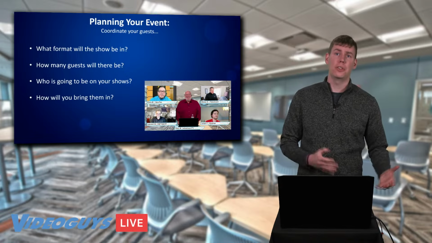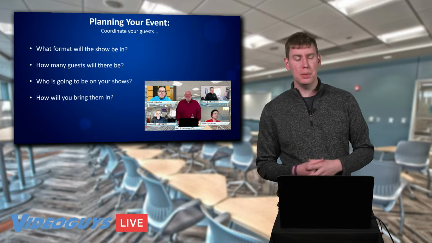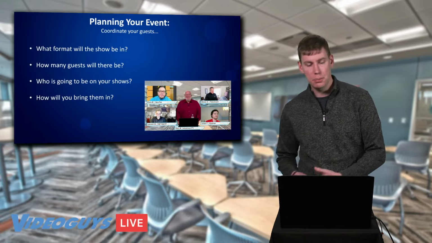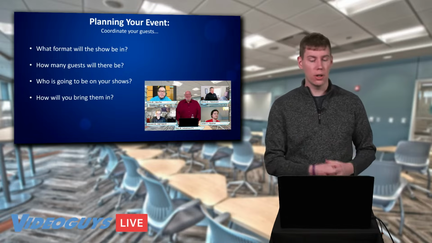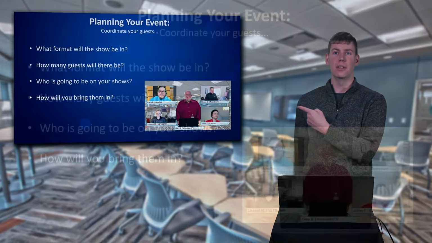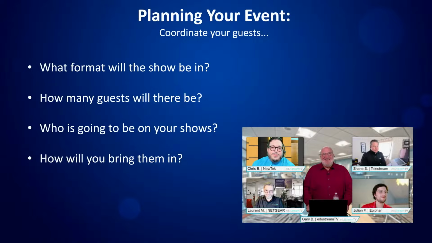Now, like I said, that was our challenge, bring in multiple guests, but then we needed to decide what our format would be, how many guests there would be, who's going to be on the show, and how we would bring them in. As you can see in our little diagram here, we decided to have 4 people on the screen with Gary in the center. There's different formats that you can do. We decided that we like this because then we could break away to 1 person at a time with a macro, which we'll get into a little bit later.